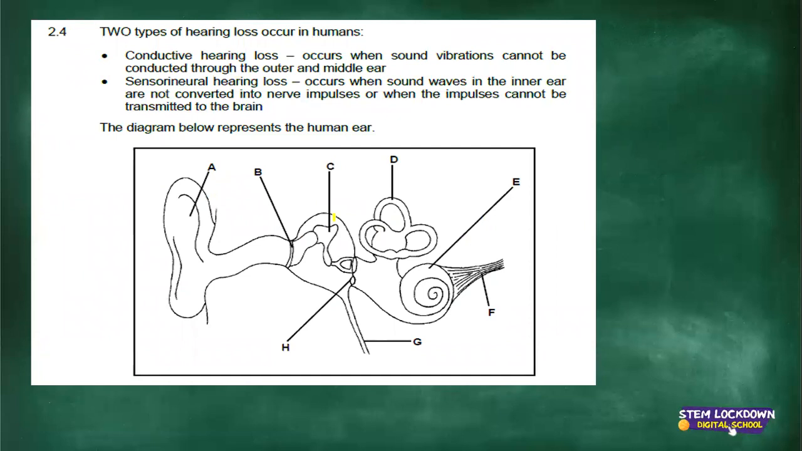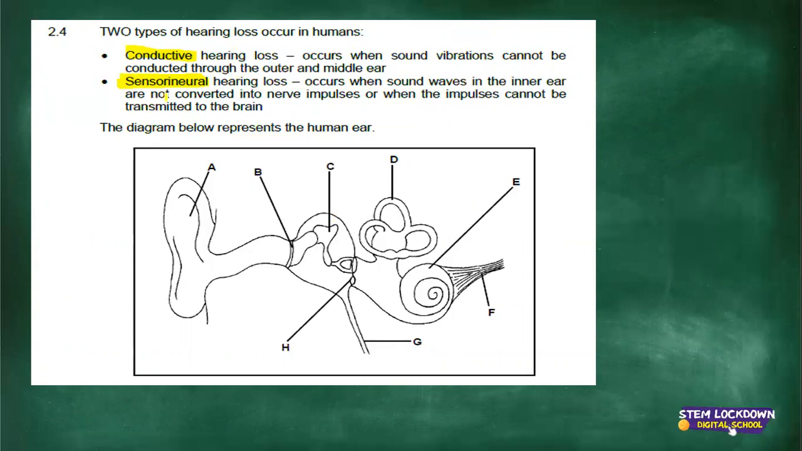And then 2.4: we have 2 types of hearing loss occurring in humans. There is conductive hearing loss, which occurs when sound vibrations cannot be conducted through the outer and middle ear. And then sensorineural hearing loss, which occurs when sound waves in the inner ear are not converted into nerve impulses, or when the impulses cannot be transmitted to the brain. So it can be due to the conductive nature of the ear, or the senses being affected in the neural region here.